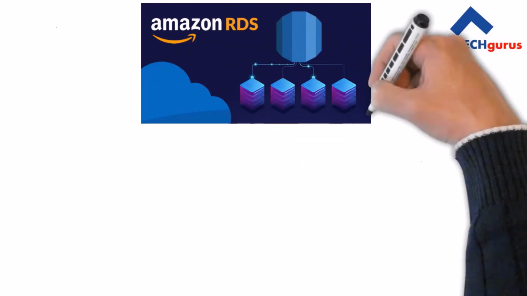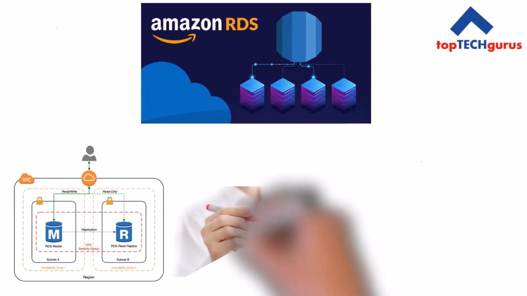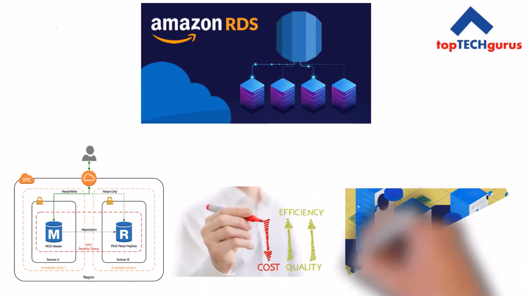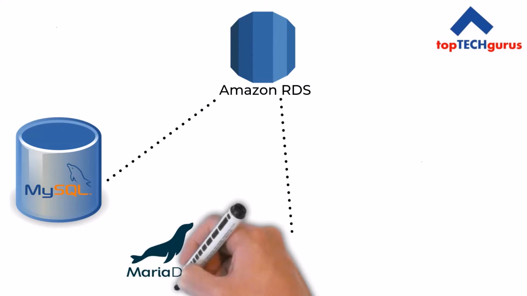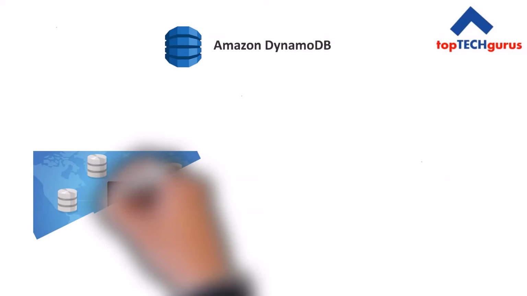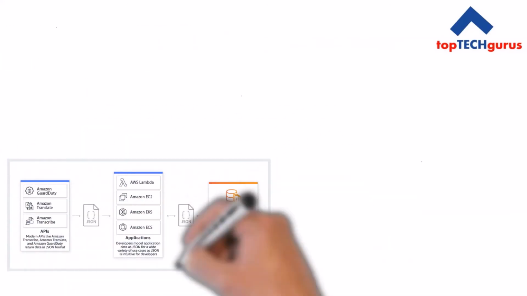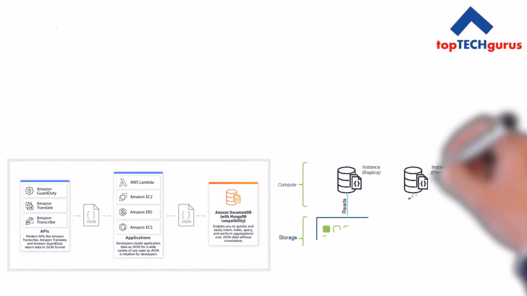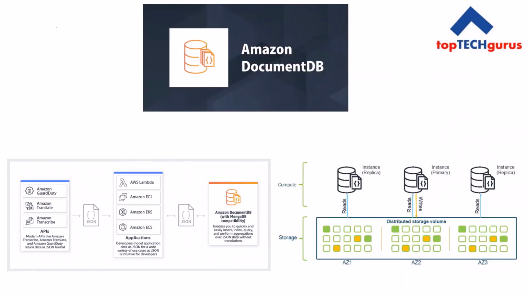Database. RDS. Amazon Relational Database Service, Amazon RDS, is a web service that makes it easier to set up, operate, and scale a relational database in the AWS cloud. It provides cost-efficient, resizable capacity. Amazon RDS currently supports the MySQL, MariaDB, PostgreSQL, Oracle, and Microsoft SQL Server DB engines. DynamoDB. Amazon DynamoDB is a fully managed NoSQL database service that provides fast and predictable performance with seamless scalability. Amazon DocumentDB. Amazon DocumentDB, with MongoDB compatibility, is a fast, reliable, and fully managed database service that makes it easy for you to set up, operate, and scale MongoDB-compatible databases.